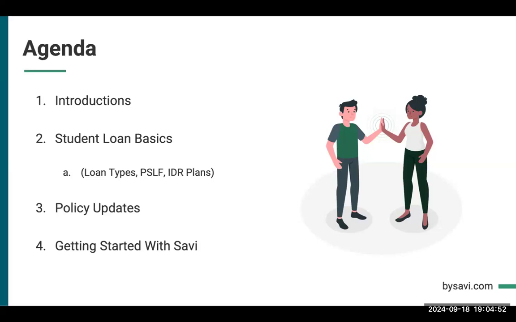And then we're going to dive into really the meat of the presentation, which is around student loan basics. You can kind of think of this like student loans 101, the most important concepts you should understand as a student loan borrower. So this includes things like the different types of student loans, your student loan servicers, programs like Public Service Loan Forgiveness or PSLF, and income-driven repayment plans or IDR plans. These can be a powerful way to help lower your monthly payment.